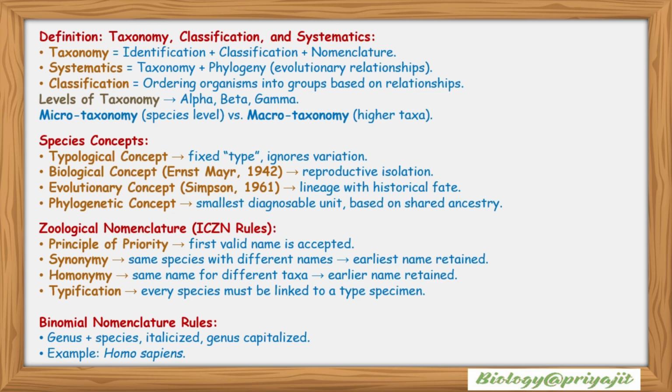Binomial nomenclature rules. Genus plus species will be named. It is the nomenclature of using two words. It should be italicized. The genus name should be capitalized in its first letter. Example: Homo sapiens. The genus is Homo. The first letter of the genus should be capital, and the remaining letters of the genus and all the letters of the species will be small letters.